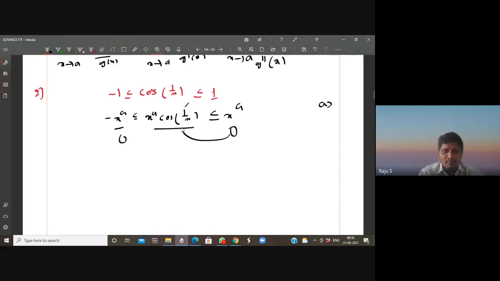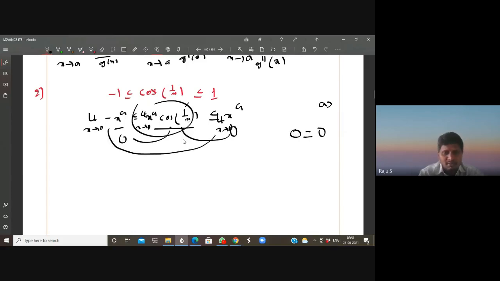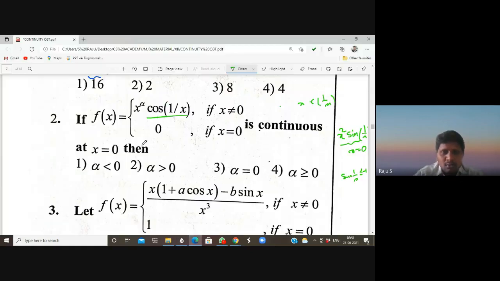So then the middle value's limit also becomes 0. Now apply limit x tends to 0. What will happen here? Minus 0 power a gives 0, and plus 0 power a gives 0. So whenever the left side value and right side value coincide, 0 equals 0, the middle value also must be 0. So 0 is a finite value, and it is continuous at 0. Like that, here also to be continuous, this power alpha value must be greater than 0.